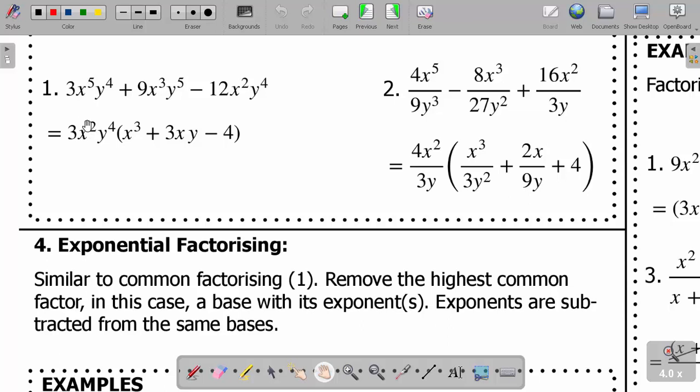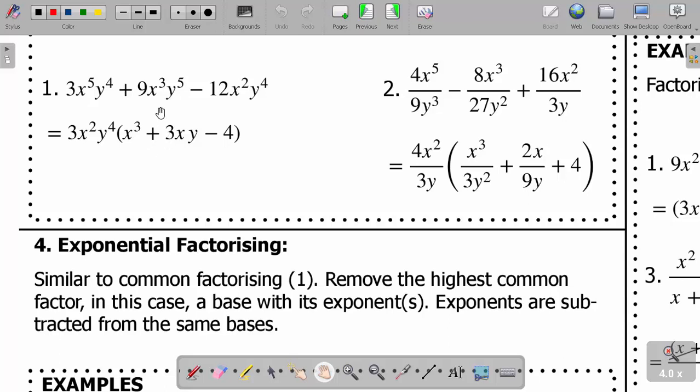And from here, if I take out x squared, I'll be left with what? With x power 3. Now look at the y. This is y power 4, y power 5, and then y power 4. So y power 4 is common here, also here, and here. Also the 3 is common here, and here, and here, which means if I take out my 3x squared y power 4, I'll be left with only x power 3 here.